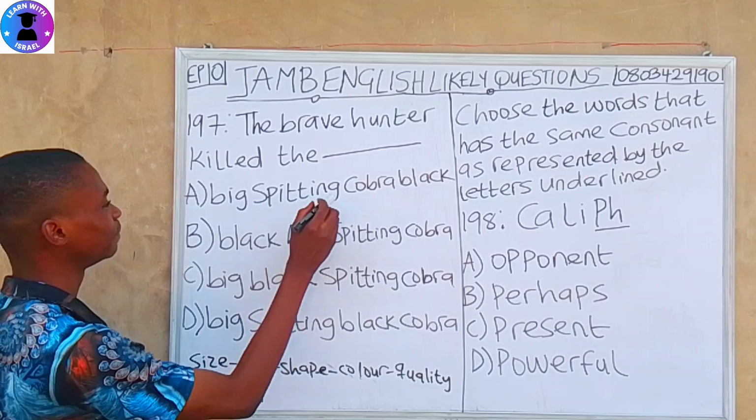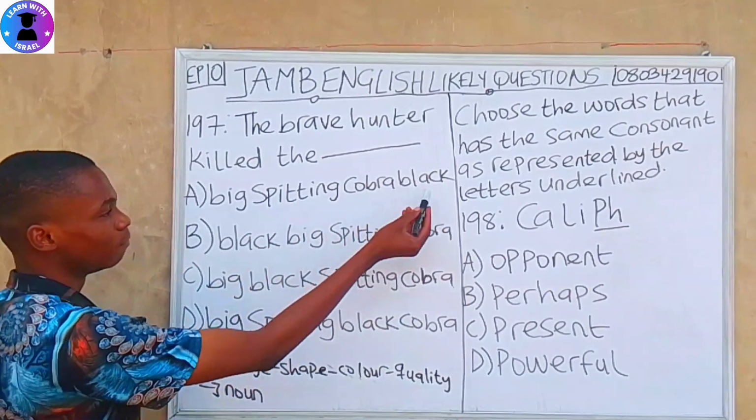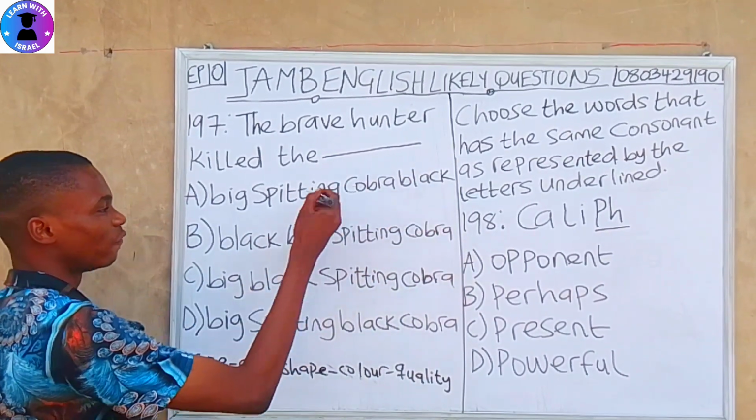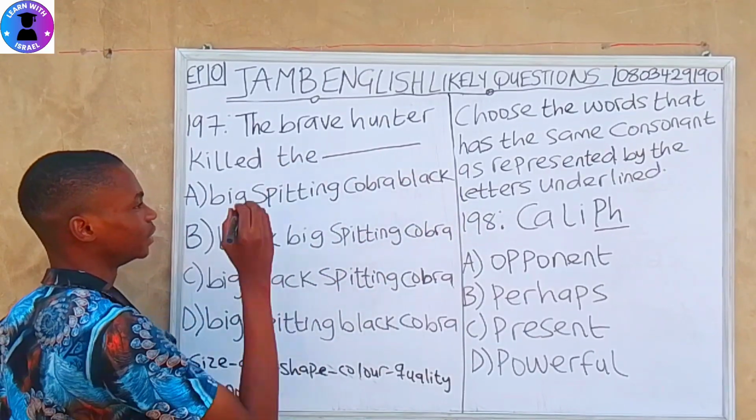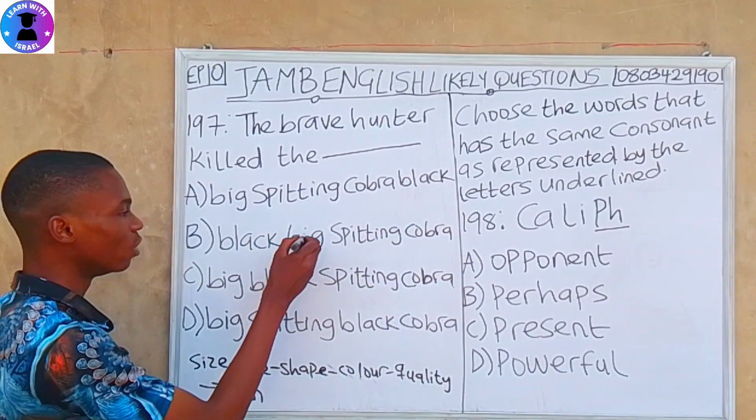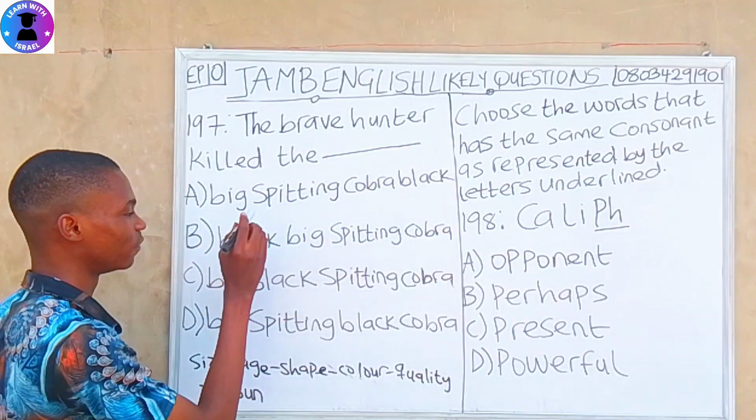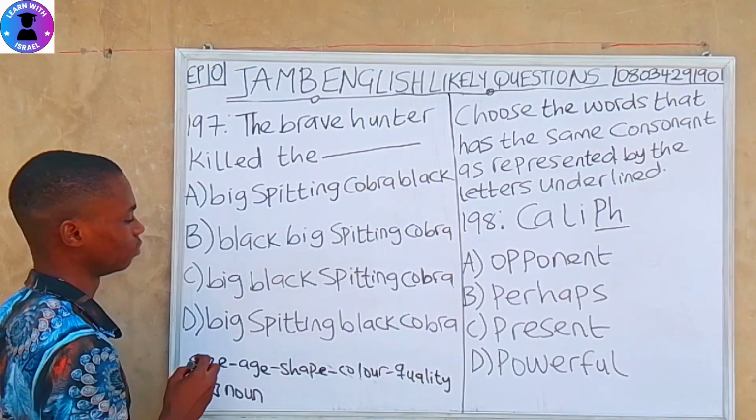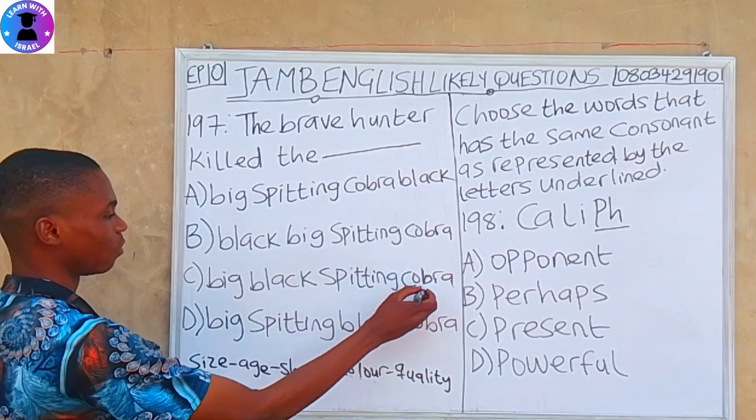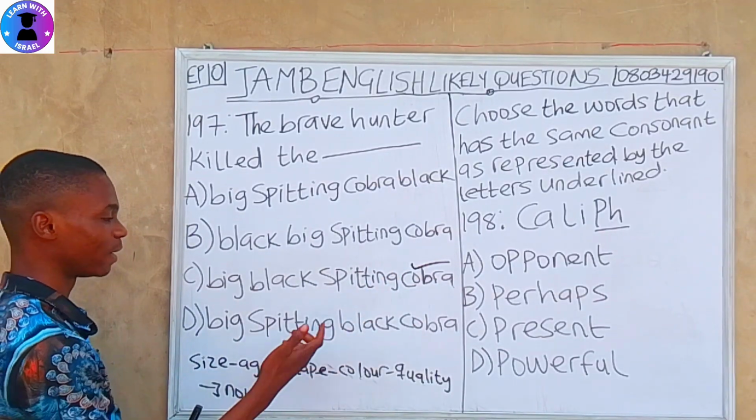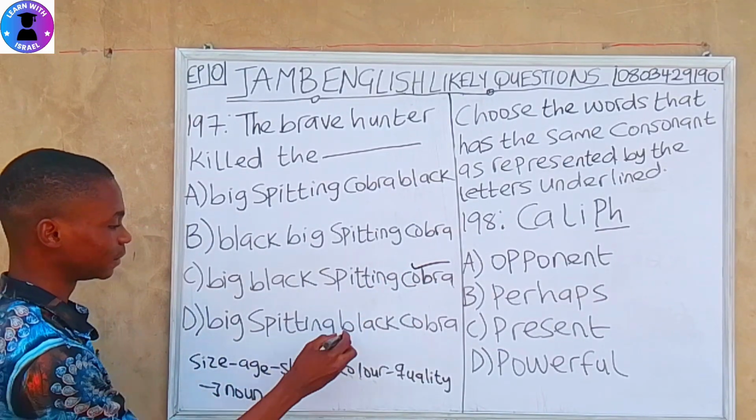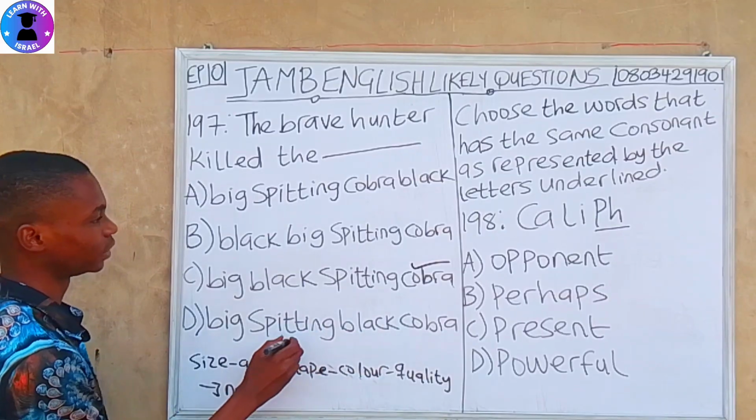So let's say big spitting cobra black. No? Black should be coming before spitting. Color should be coming before quality. Black big, no. Size should be coming before color. Big black spitting cobra, yes, that's the most appropriate answer. And big spitting black cobra is also wrong. Black should be coming before spitting.